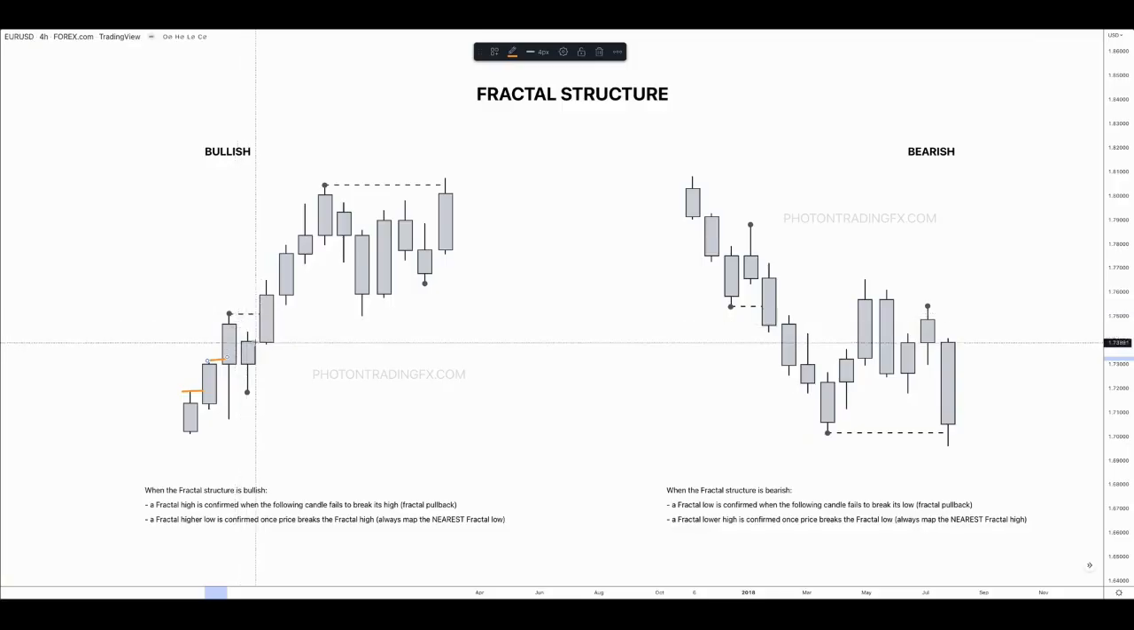Only once we get this pullback here where this candle fails to break this previous candle's high, that's when that fractal pullback has started, and then we can mark out and draw across that this is the current active fractal high, right? And the low would be somewhere down here, but I haven't got it drawn on in this case, okay? And that's how we do it. Okay, so in a fractal bullish market, the fractal high, i.e. this high here, is confirmed when the following candle fails to break its high. So that's when we get the fractal pullback, and that's where we get it here, okay? I think you guys get it, right?